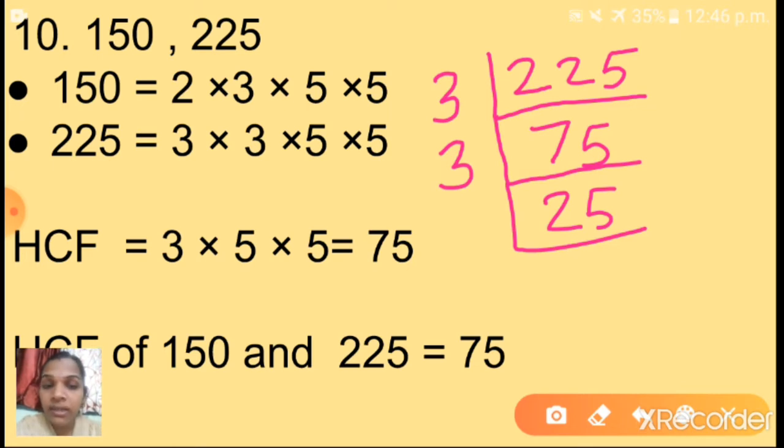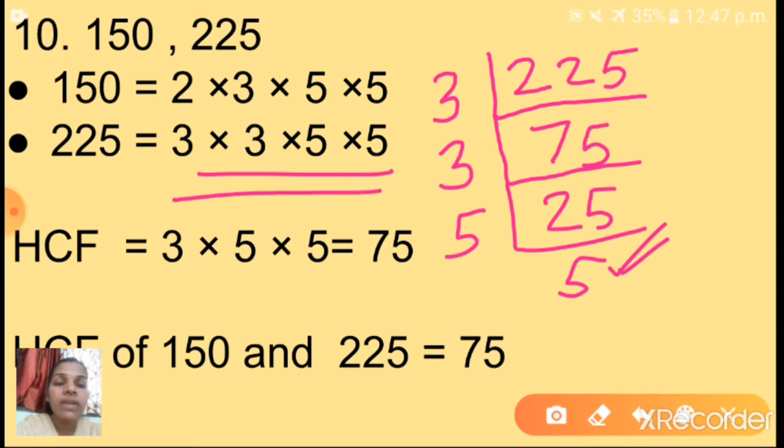Yes, can you say? Very good. 5th table. So 5 5's are 25. So here what? Prime number we got. So these are the prime factors of 225. That means 3 into 3 into 5 into 5. Okay, I hope you understood now.